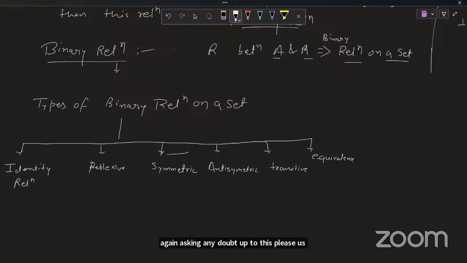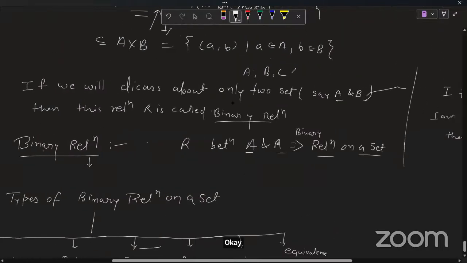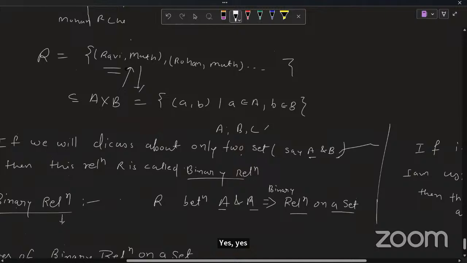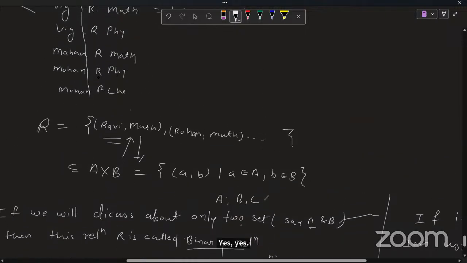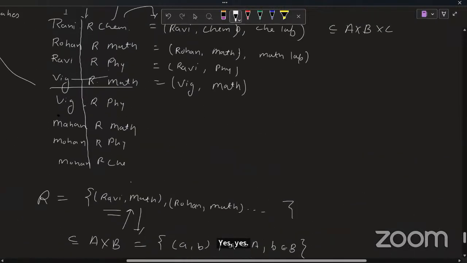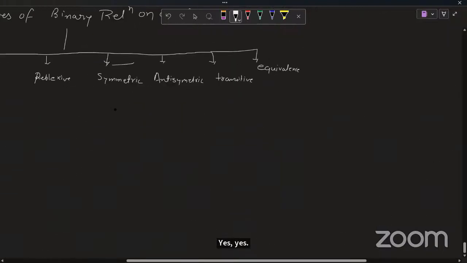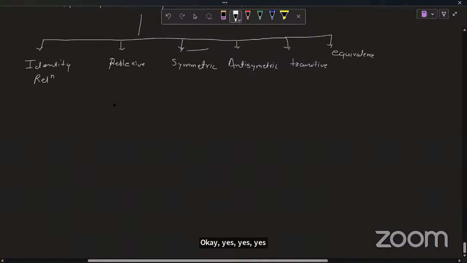Can one element be mapped to 2 different elements in the other set in a relation? Yes, we have seen that here. Vignesh is teaching math, and Vignesh is also teaching physics. That thing will not happen in functions, but in a relation, that thing is allowed.